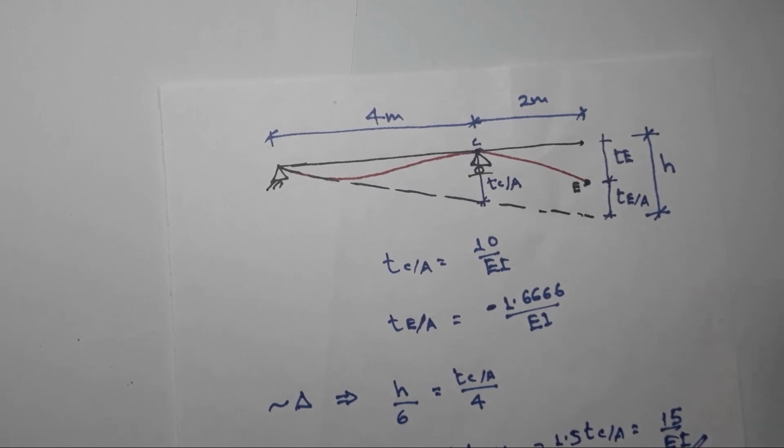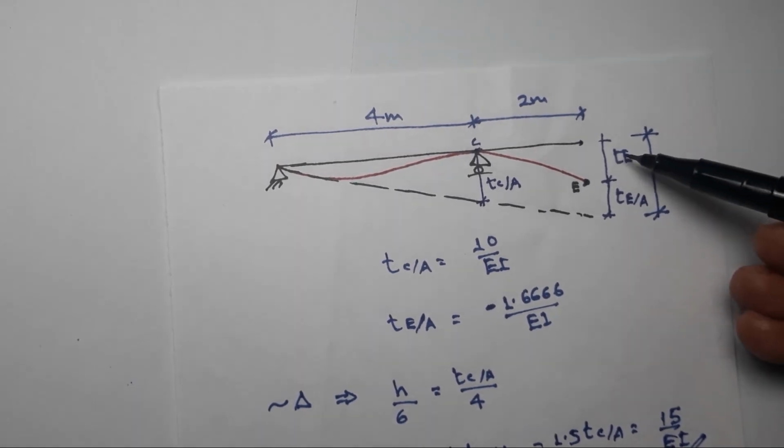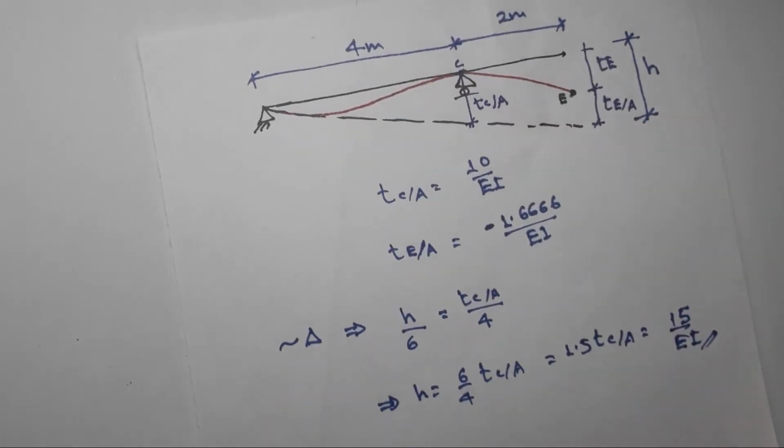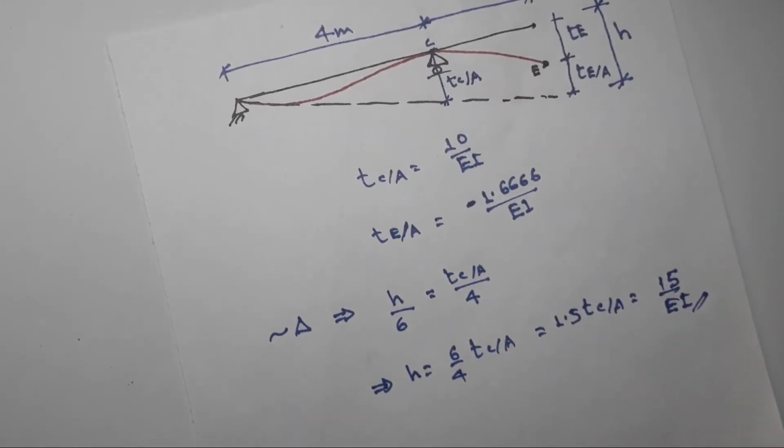So now we know that h equals TE plus TE with respect to A, right? So here, from here, what we get is h.